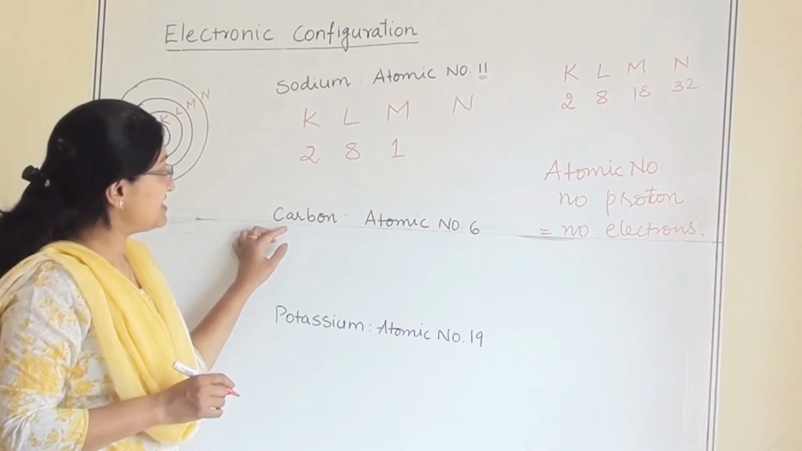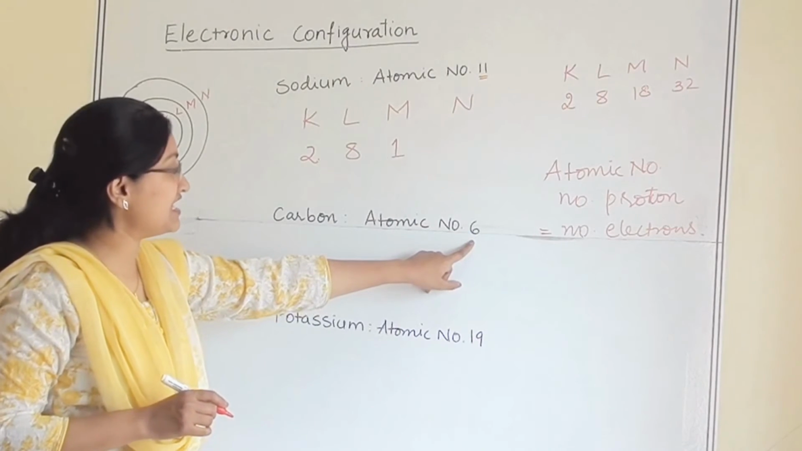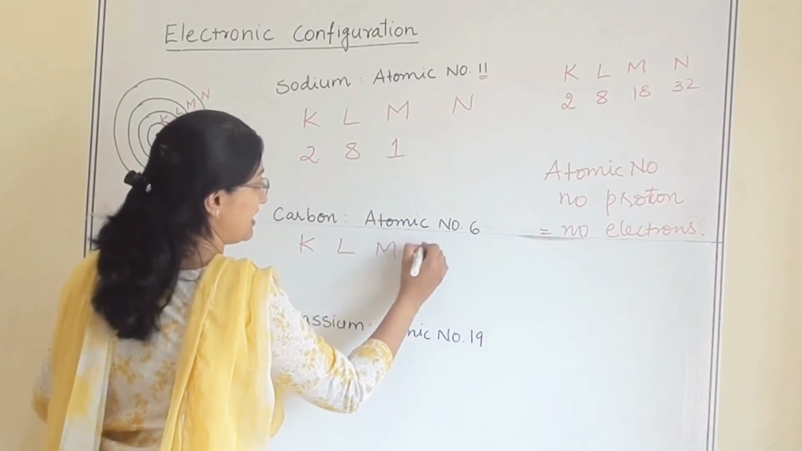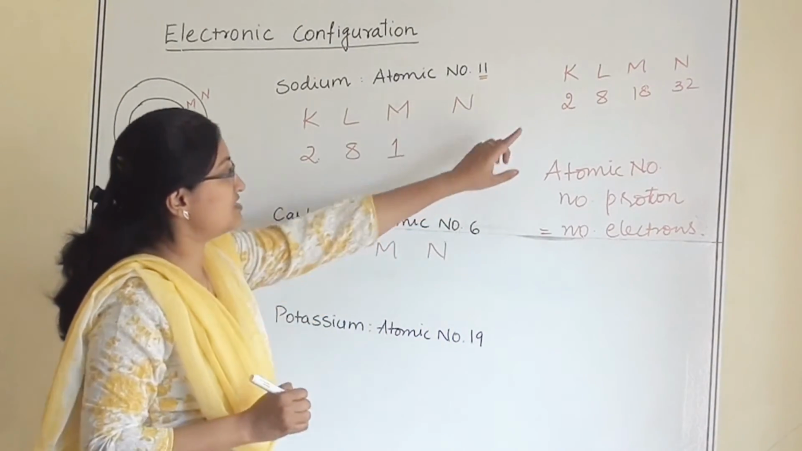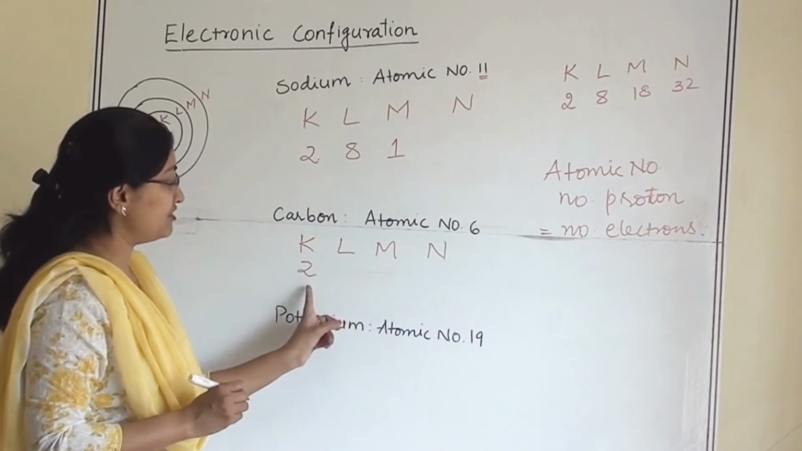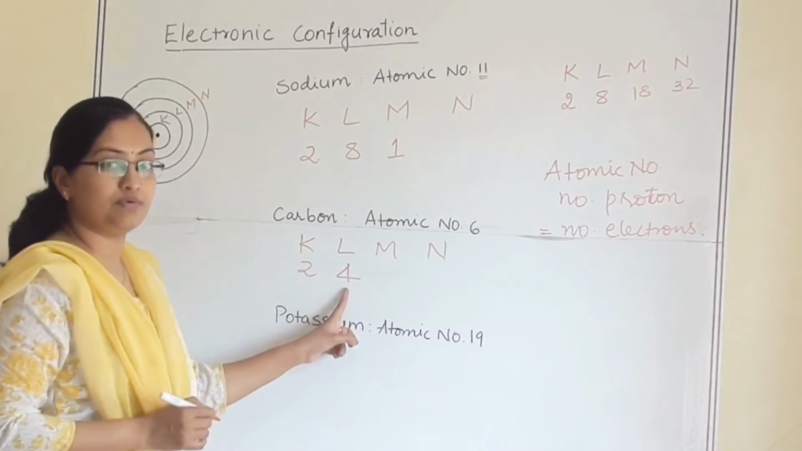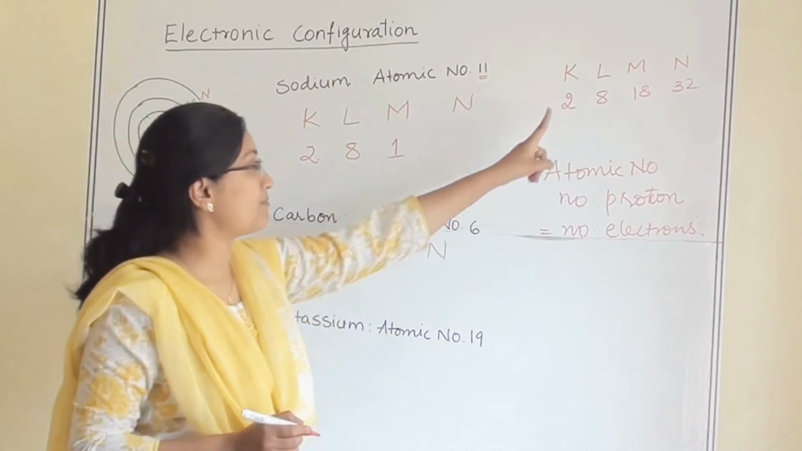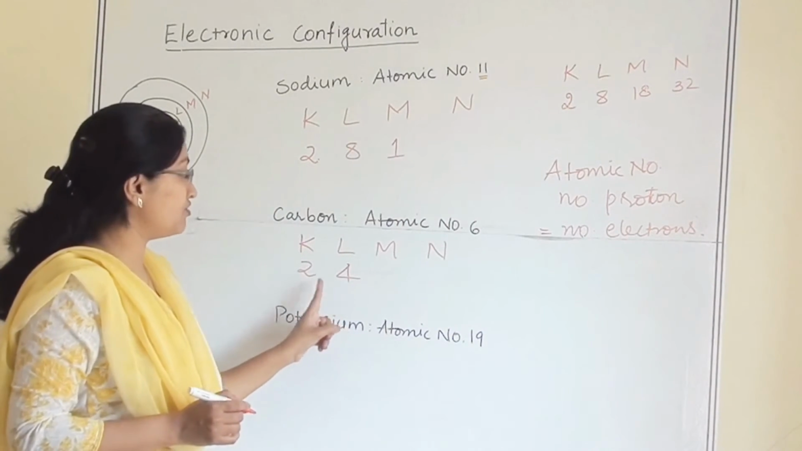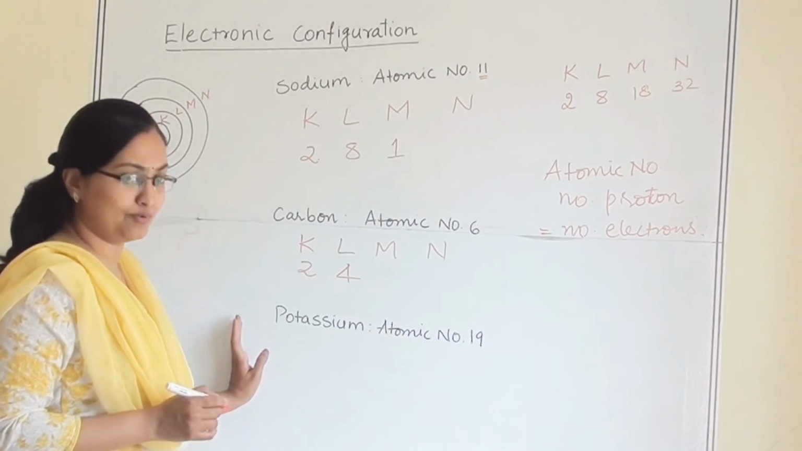Now the second example we'll take is carbon. Carbon's atomic number is 6. So we can say that there are 6 electrons in carbon. Yes. So K, L, M and N. What is the maximum capacity of K? 2. Then how many more electrons are left? 6 minus 2, 4. So the leftover electrons we keep here, that is 4. And what is the maximum capacity of L? It is 8. So yes, we can write 4 here. So what is the electronic configuration of carbon? 2, 4.